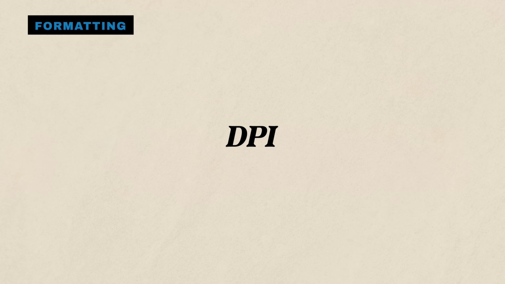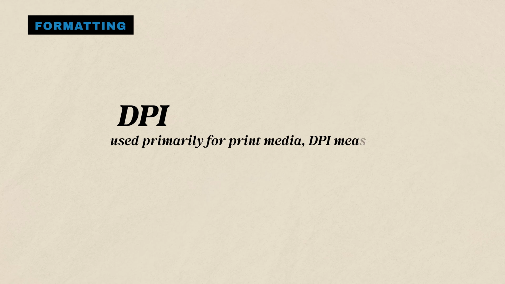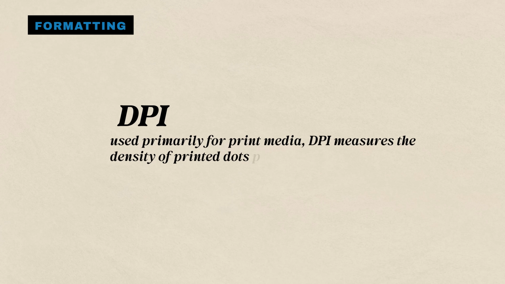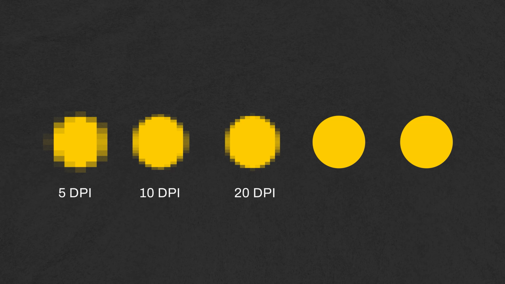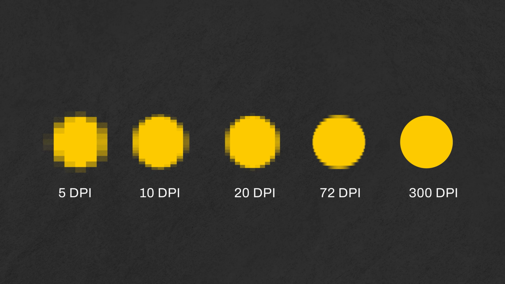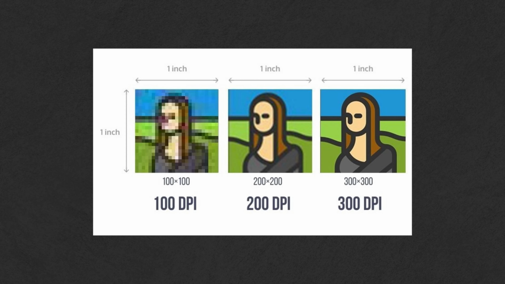DPI stands for dots per square inch. Used primarily for print media, DPI measures the density of printed dots per square inch. Higher DPI results in smoother, sharper printed images, but also makes larger file sizes. Standard document prints range from 150 to 300 DPI, while high-quality photos will require 300 DPI or more.